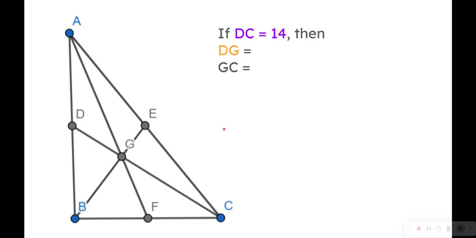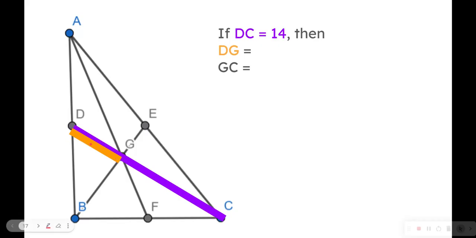Okay, last example for off the graph. If DC, the whole length is 14, what is DG? So the purple thing is the median. The whole length is the median. The orange one that I have here from the centroid is to the side.